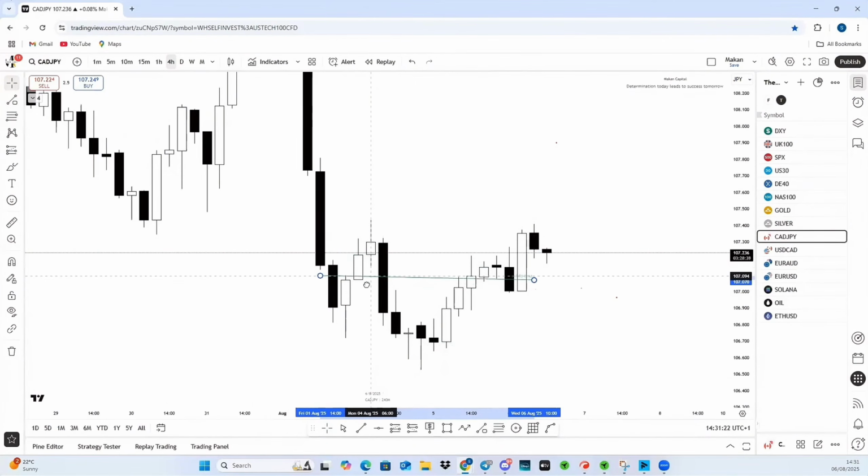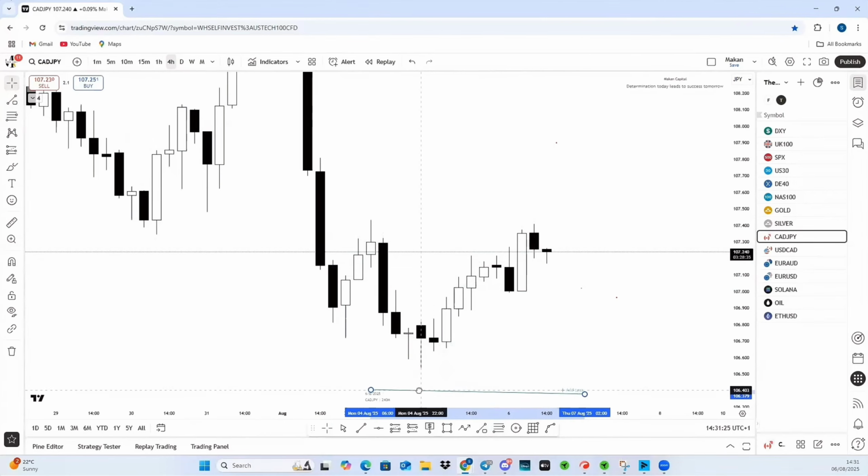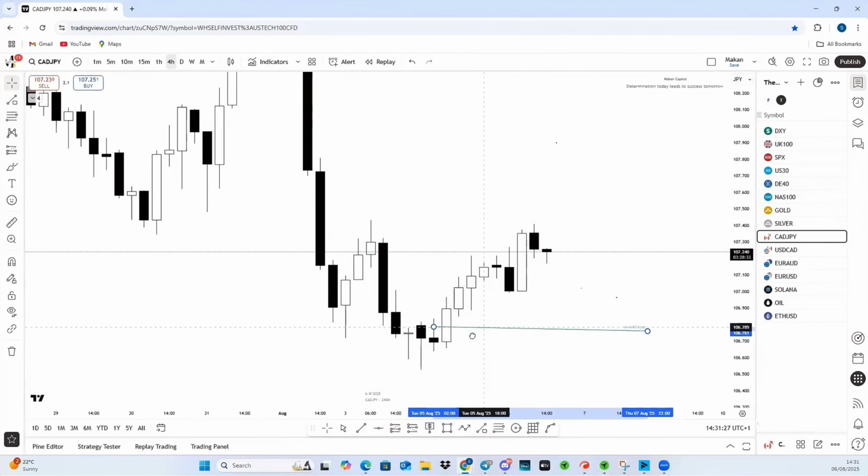And you can see why, because we didn't sweep the previous low. This candle just came all the way back down. And again, another structure is forming, but I'm still waiting to see more before I take any trade.